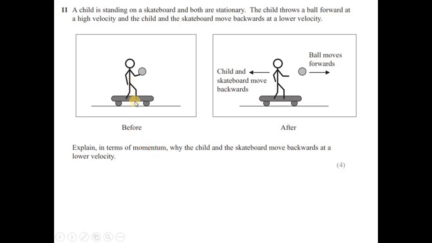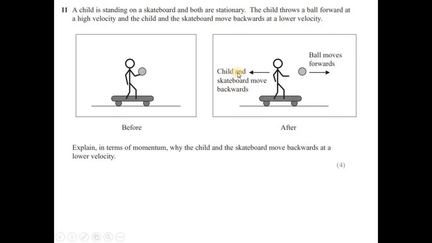If you see the condition before throwing the ball, the child and the ball are both at rest. So the initial momentum before throwing is 0. When the child throws the ball forward, the ball gains a forward momentum. But as the initial momentum is 0, after throwing, the total momentum should be 0. So in order to conserve momentum, the child gains an equal but backward momentum, so that if you add both, the total momentum is 0.